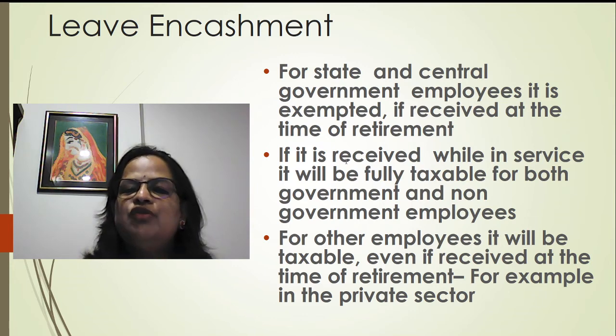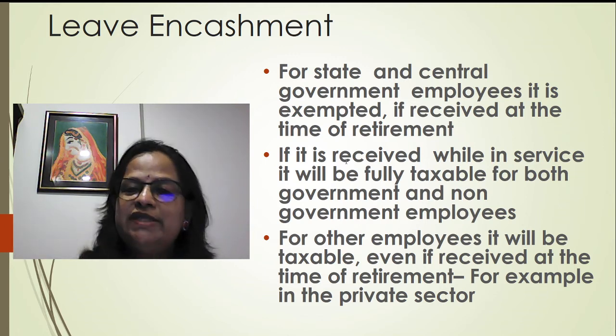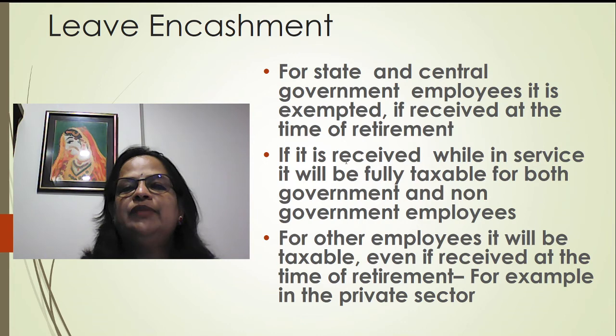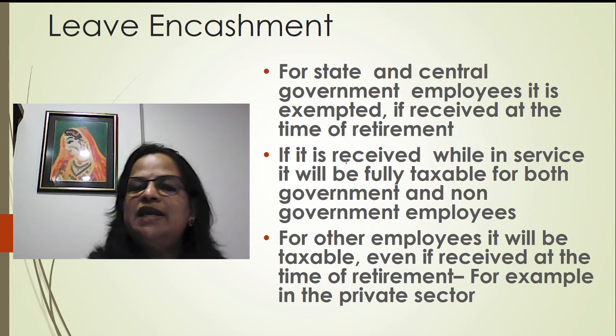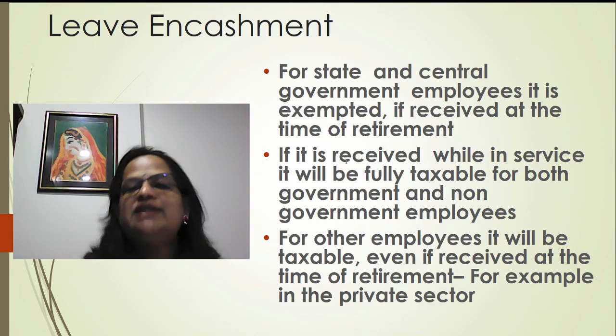Now salary for leave at credit, 2 months into 1 lakh 59,000. It's 3 lakh 18,000. So which is the least value? It's 3 lakhs. So exempted value is 3 lakhs. Taxable salary is 18 lakhs minus 3 lakhs. It's 15 lakhs. How are we getting this 15 lakhs 90,000?